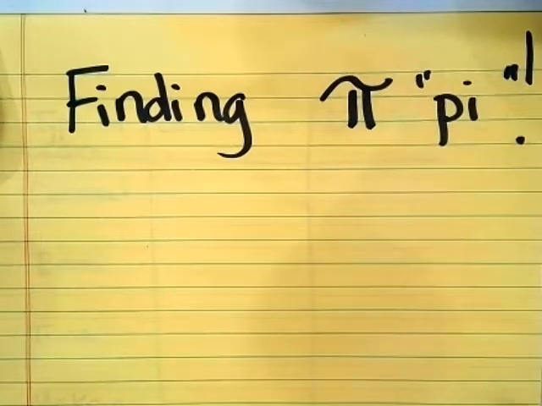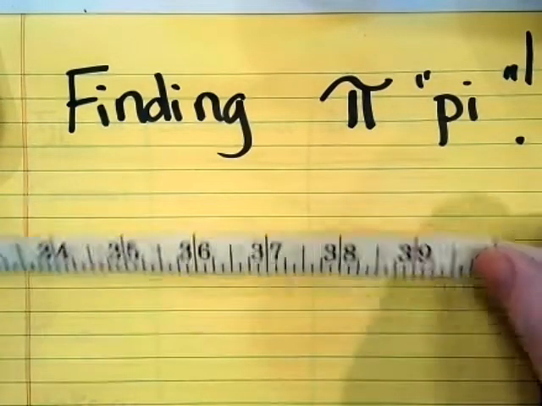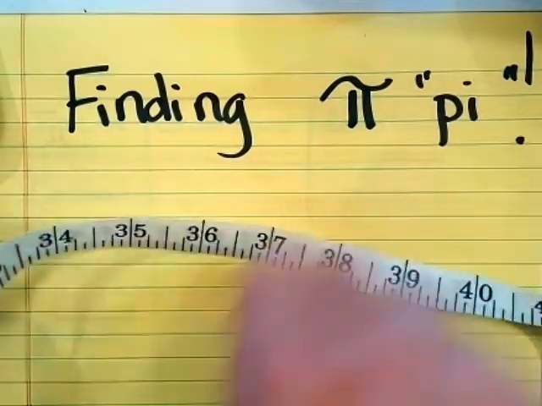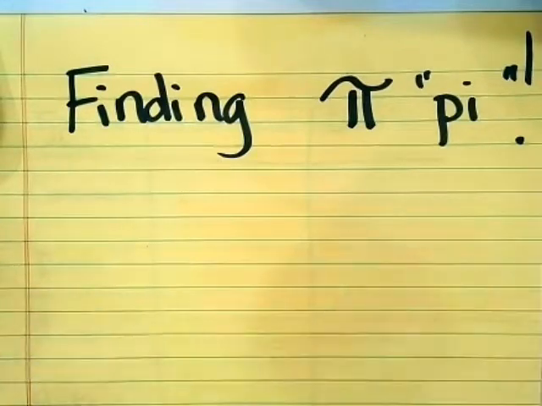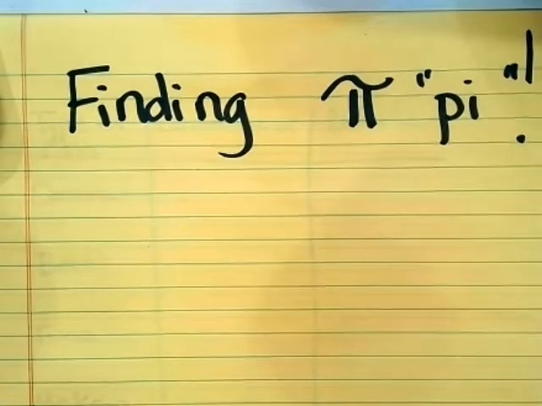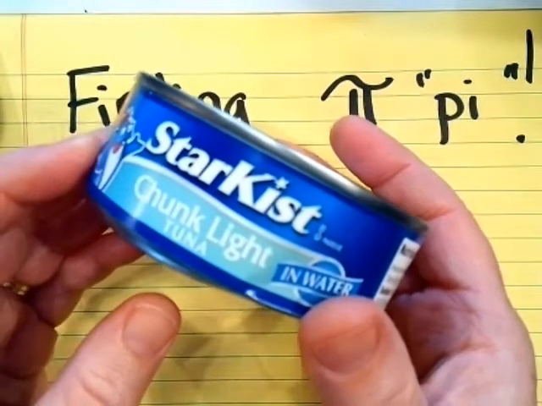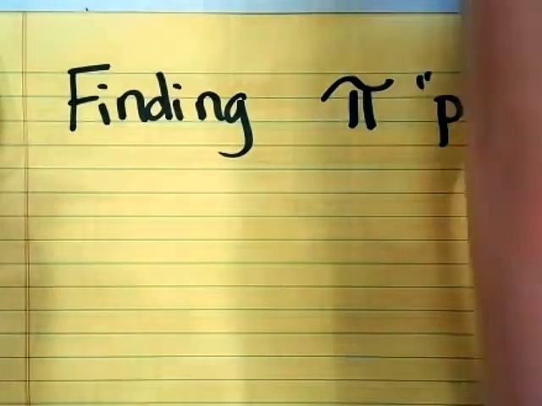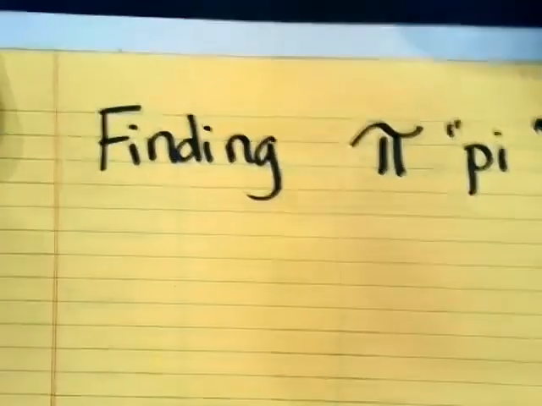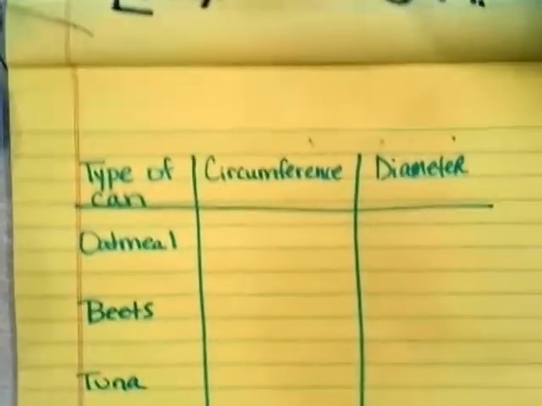Now, here's what I did. I came up with some canned goods out of my kitchen, just some ordinary things, and a tape measure. If you don't have a tape measure, you could use a string and then lay it down flat next to a ruler to determine the length. We're going to start by measuring the circumference of some of these items. What I found was a can of tuna, a can of oatmeal, a can of beets, and some makeup. So we're going to start by finding the circumference of each of these items.